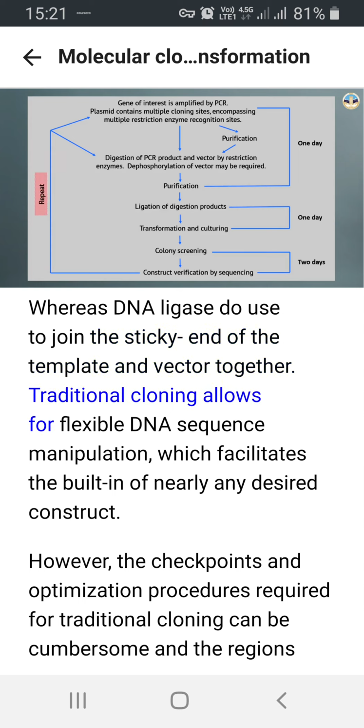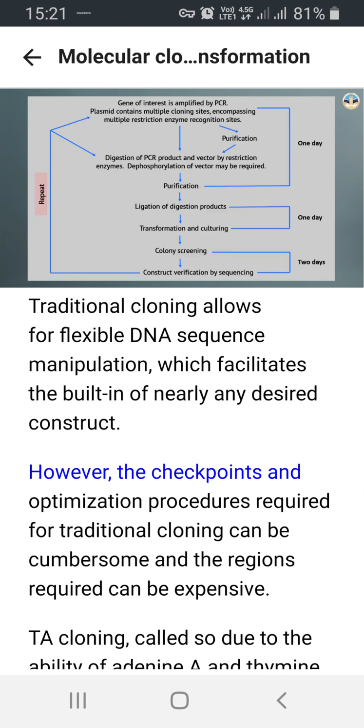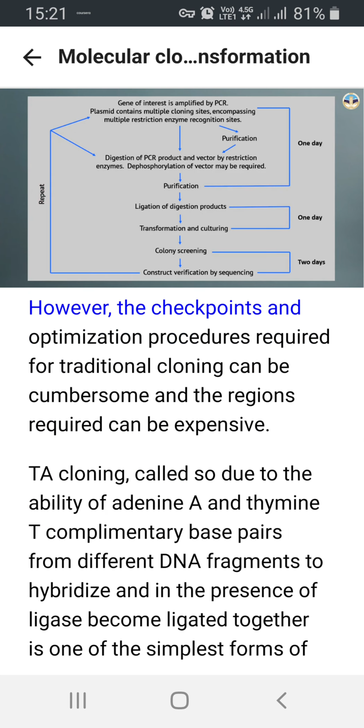Traditional cloning allows for flexible DNA sequence manipulation, which facilitates the building of nearly any desired construct. However, the checkpoints and optimization procedures required for traditional cloning can be cumbersome, and the reagents required can be expensive.